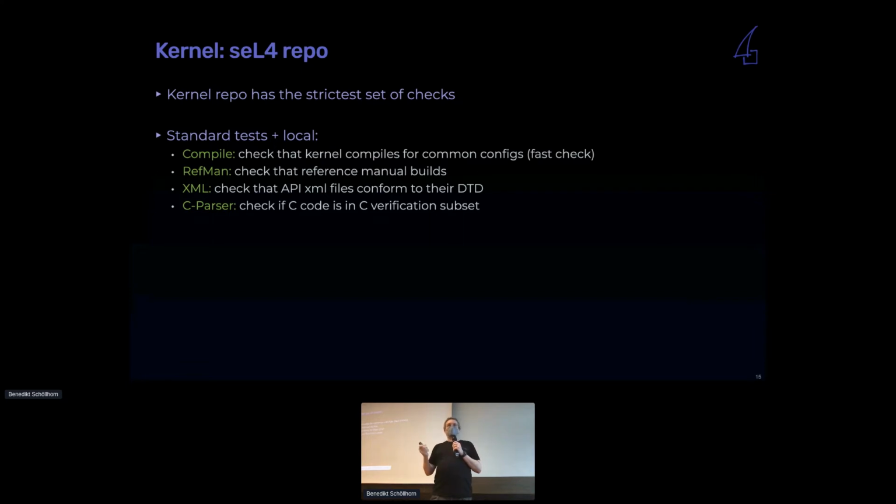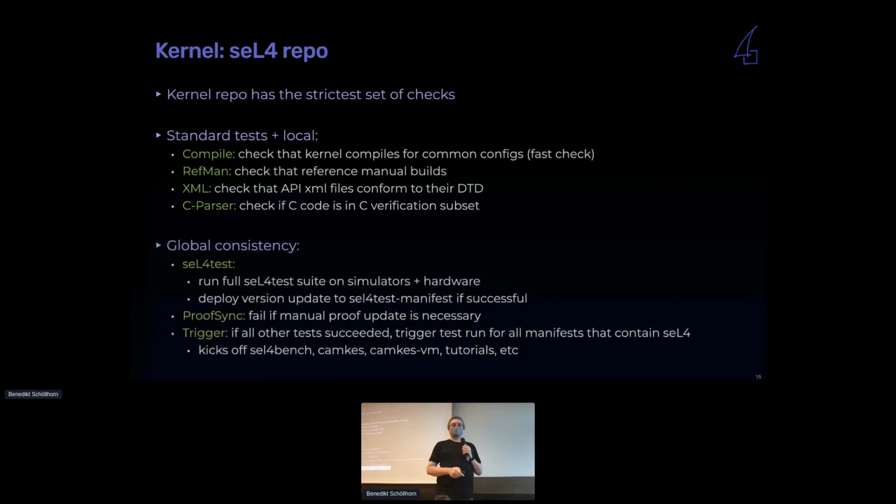The cparser check is the check that the C code that you've contributed fits in the verification subset. So the verification can't deal with all of C, only with a subset, and this check will tell you if you're violating it. If this check is green, it doesn't necessarily mean the verification can deal with it. This is just a screening check. So these are quick and easy.